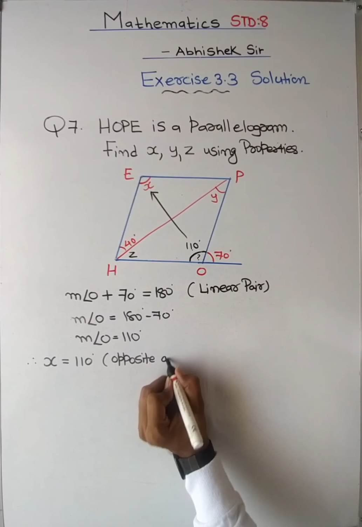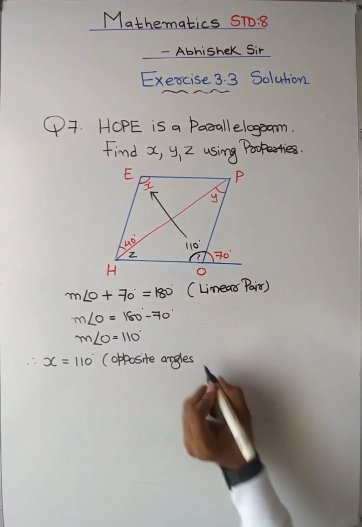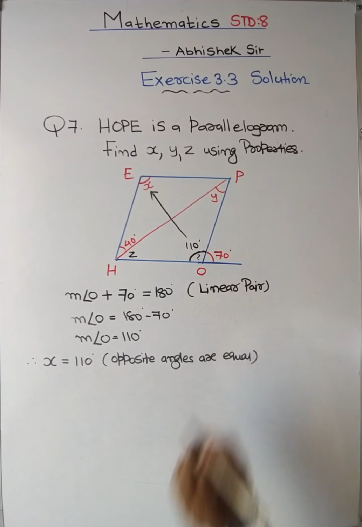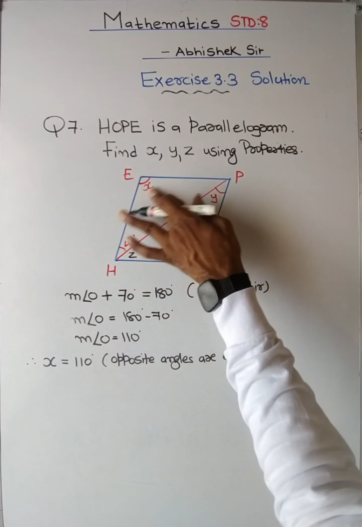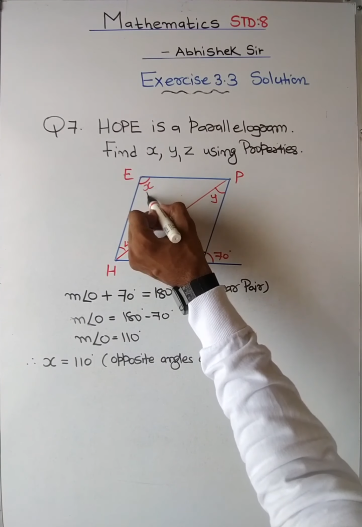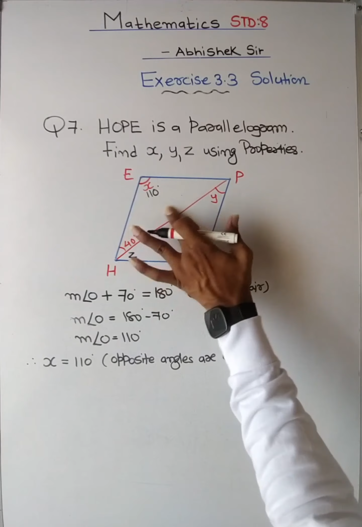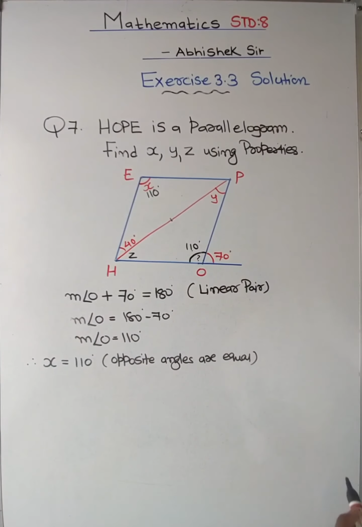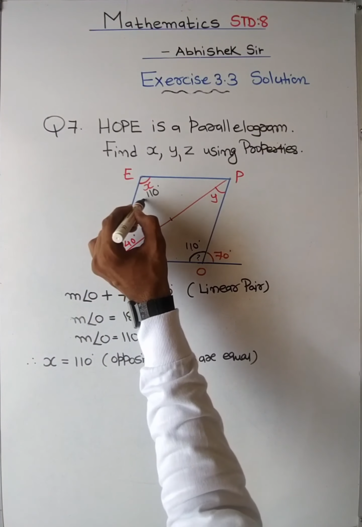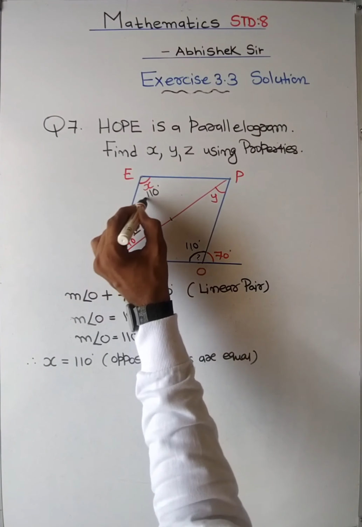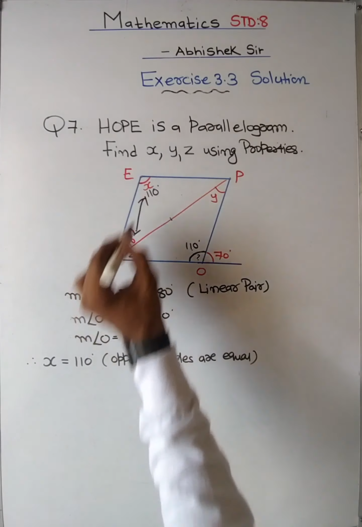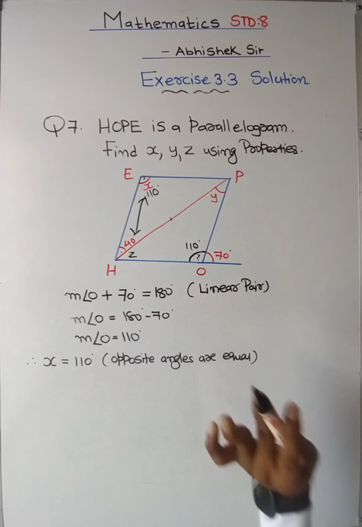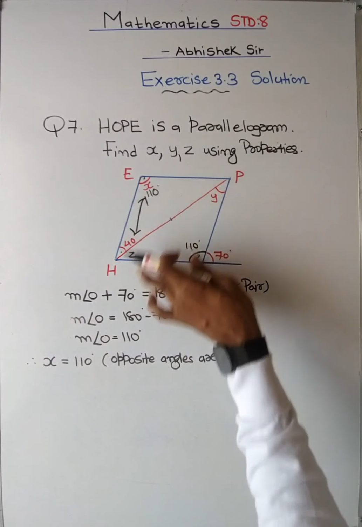I'm writing the property: opposite angles of a parallelogram are equal. Clear? So we got the first answer, that is 110. Clear? Now focus on these two. First of all, what is the relation? These two angles are supplementary. Clear? They are adjacent angles.